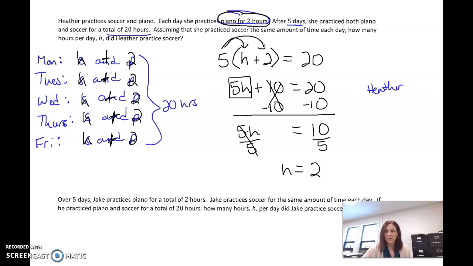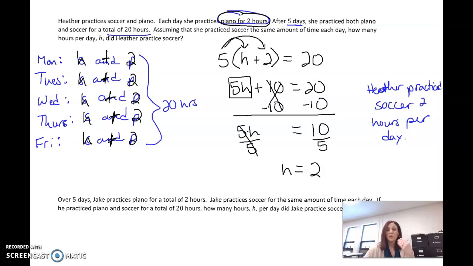Heather practice, sorry if you can read that. Heather practice soccer 2 hours per day. Sorry, that's really sloppy, but you get the idea. Okay, that's Heather there. Heather practice soccer 2 hours per day.